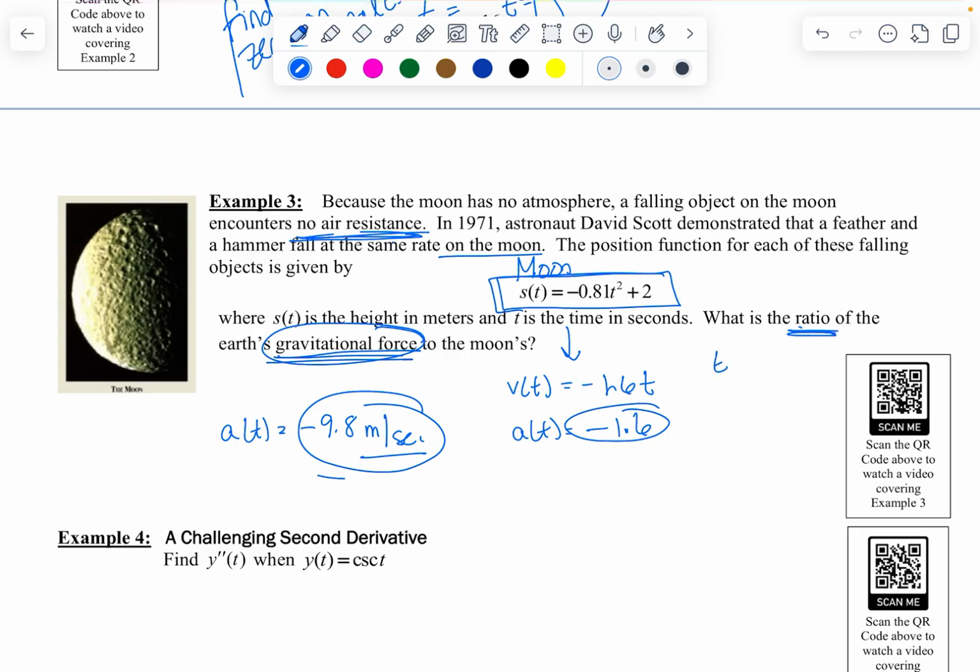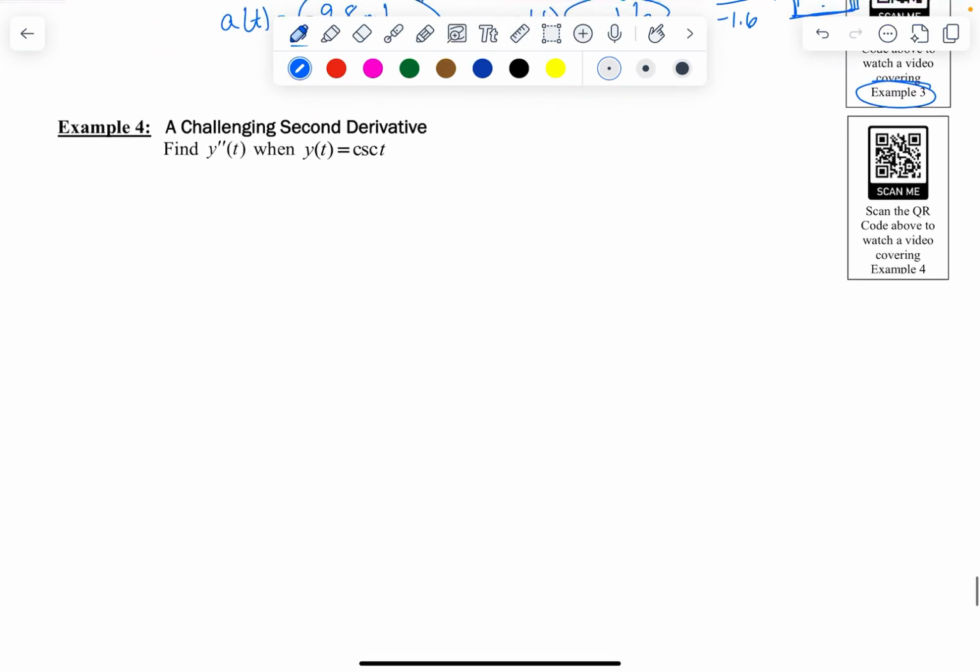So the ratio of the Earth to the moon is going to be negative 9.8 over negative 1.6. That's our ratio. So you would get an answer here. I don't know what the answer is. And that will tell you how much stronger the Earth's gravity is than that of the moon. I'll let you guys figure that out, or you can scan this QR code to see his answer.